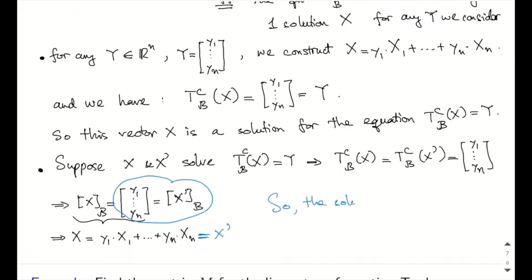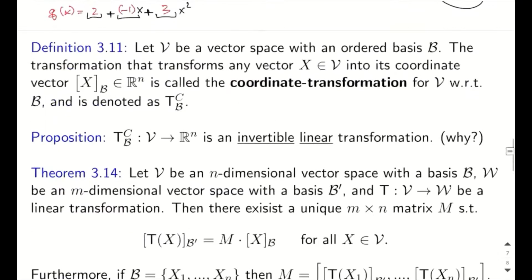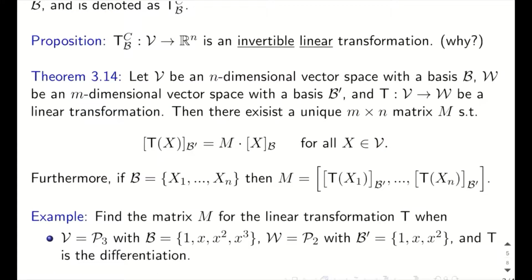So the solution has to be uniquely determined. The coordinate transformation, the thing that takes a vector into its coordinate vector, is linear and is invertible, which means you can go back from the coordinate vector and recover the vector at any time you wish. So next is theorem 3.14.